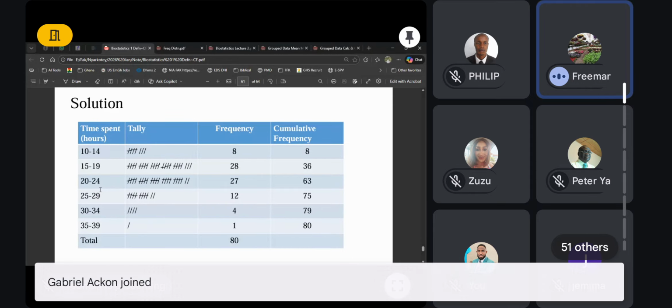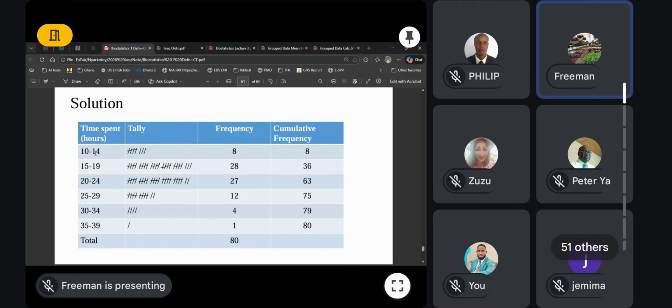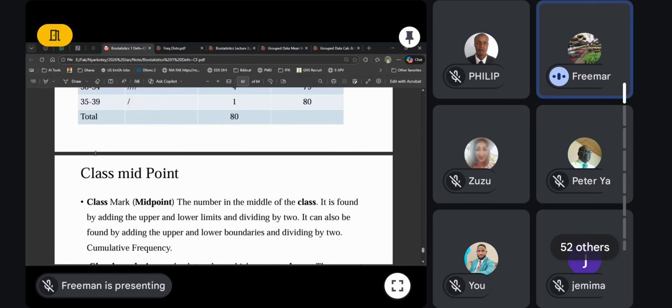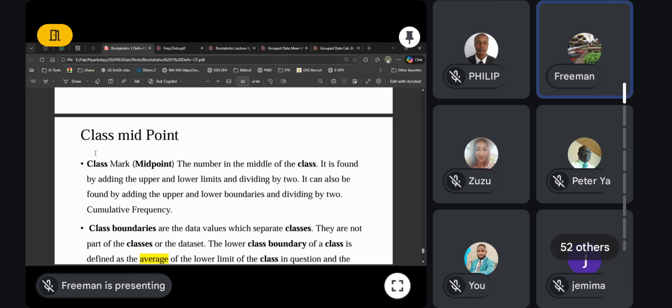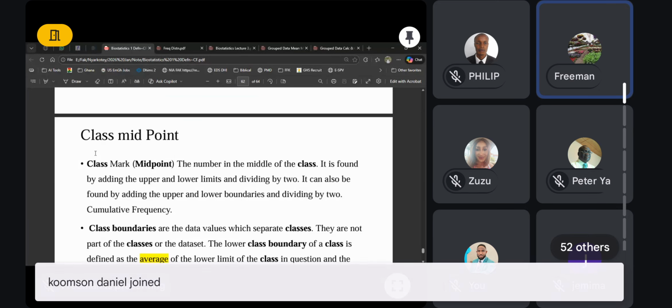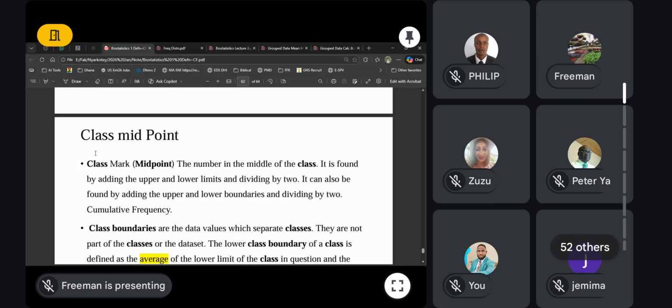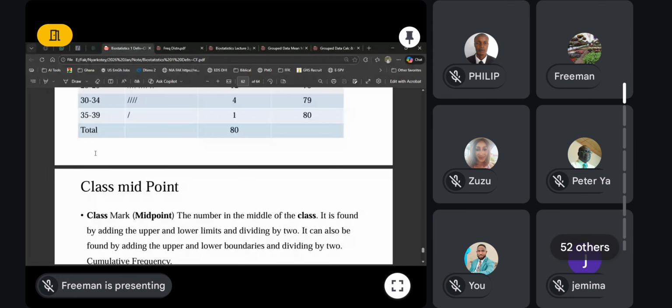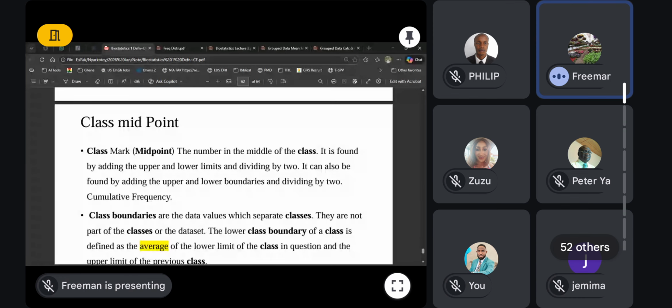I hope this makes sense. I don't want you to be thinking too much. When we say class width, class size, that's all we are talking about. Any confusion? I hope I'm not alone in this class. Let me see. Okay.